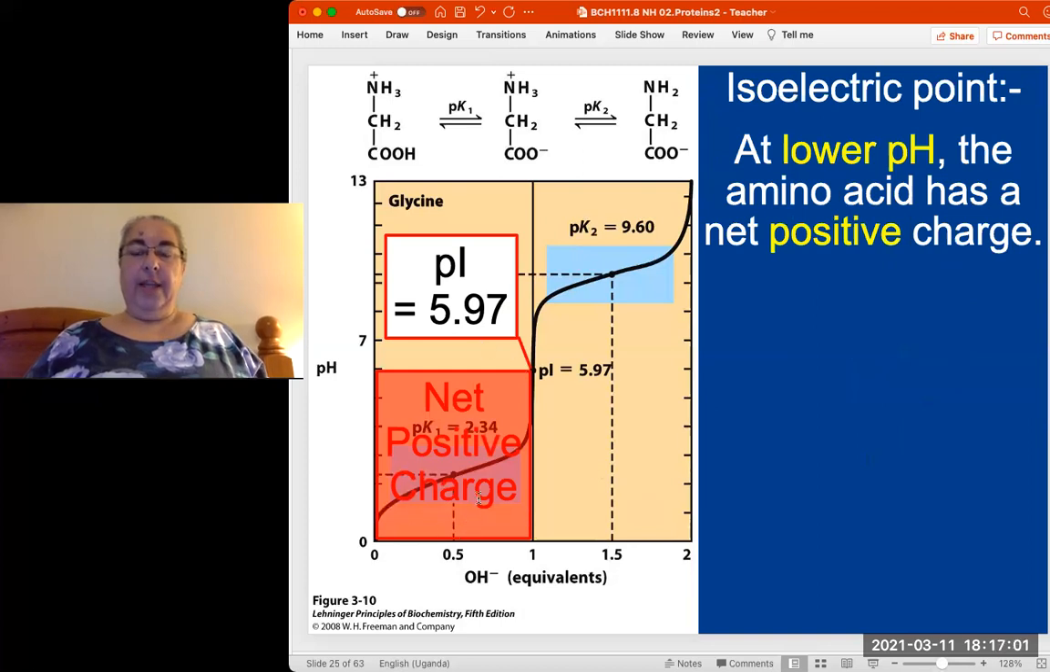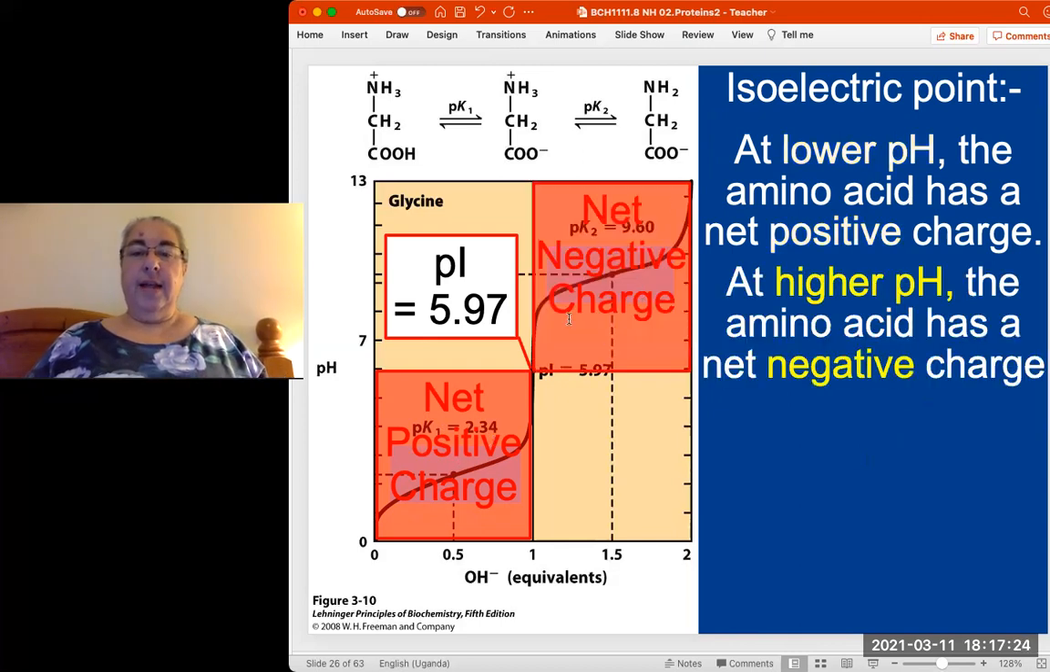At lower pHs, below 5.97, the amino acid solution, the many molecules that make up the solution, have a net positive charge. More molecules are in a positively charged state than in a negatively charged state. And at higher pHs, above pH 5.97, there is a net negative charge.